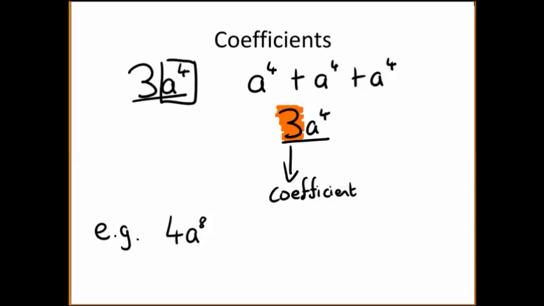Looking at one more example, we can see that 4a to the power of 8. Well, this can simply be written out as a to the power of 8 4 times. There are 4 a to the power of 8's. The coefficient in this case is 4.